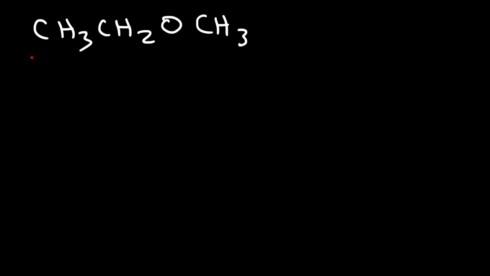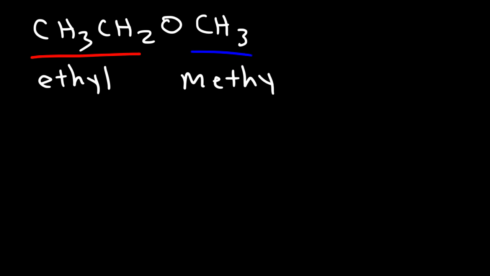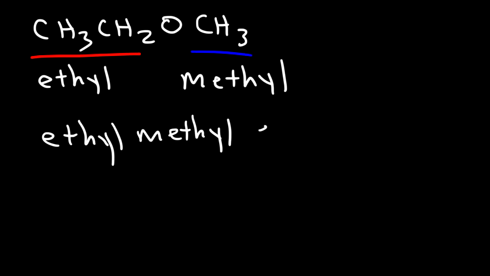Now, on the left side, we have 2 carbons, so that is an ethyl group. And on the right side, we have a CH3, so that is a methyl group. Now, to write the common name, we need to put this in alphabetical order. So it's going to be called ethyl methyl ether. So that's the common name for it.